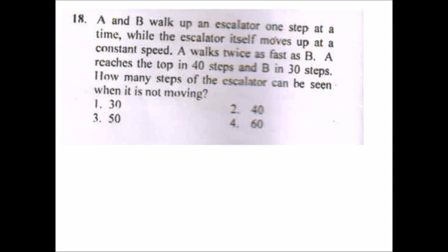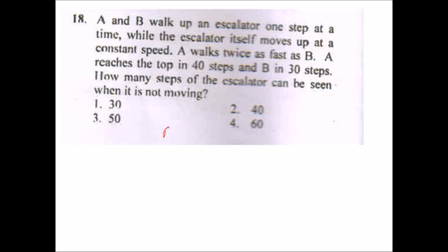A and B walk up an escalator one step at a time, while the escalator itself moves up at a constant speed. A walks twice as fast as B, and A reaches the top in 40 steps and B in 30 steps. How many steps of the escalator can be seen when it is not moving?